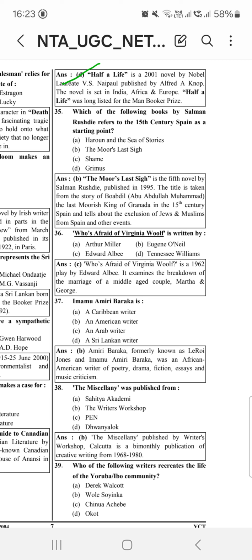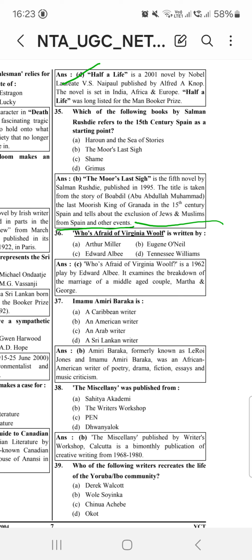Which of the following books by Salman Rushdie refers to 15th century Spain as a starting point? The correct answer is B. The Moor's Last Sigh is the fifth novel by Salman Rushdie, published in 1995, and the title is taken from the story of Boabdil, Abu Abdullah Muhammad, the last Moorish king of Granada in 15th century Spain, and tells us about the exclusion of Jews and Muslims from Spain and other events.